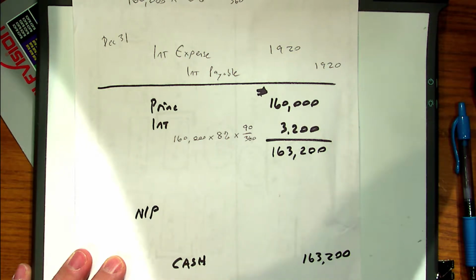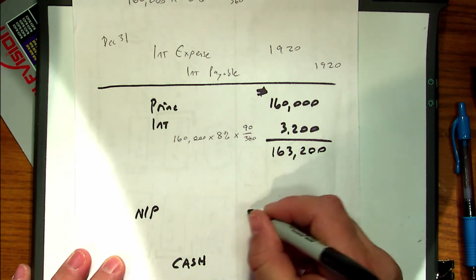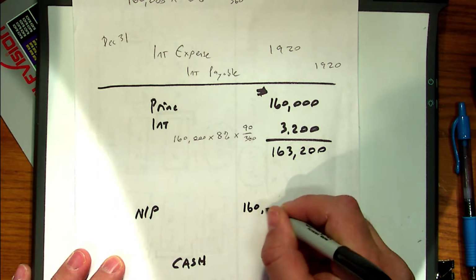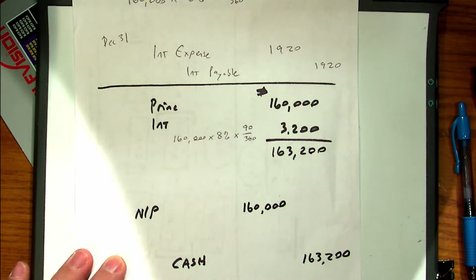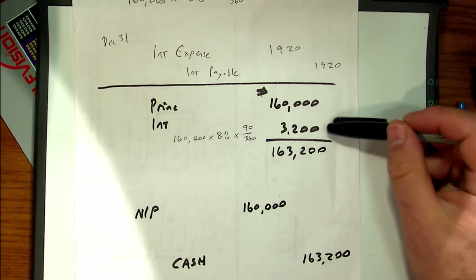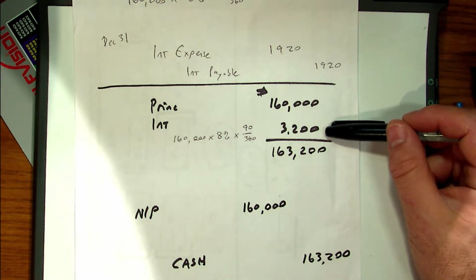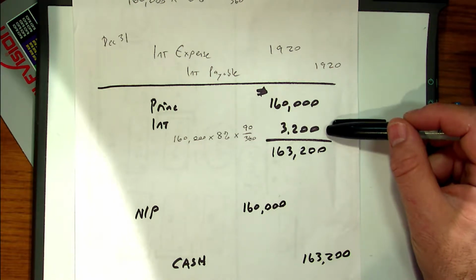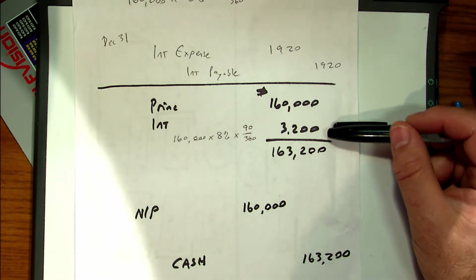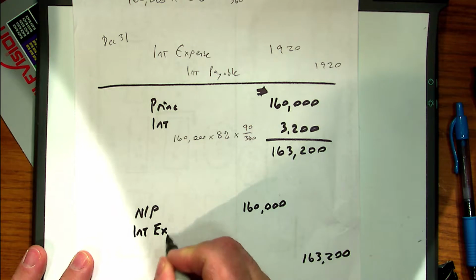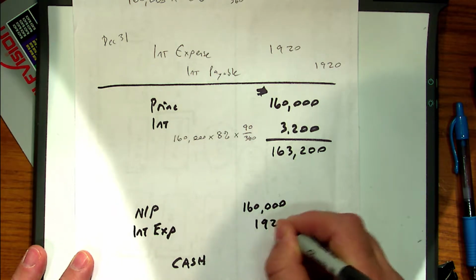The note payable was on our books at what amount? 160,000. Okay. Now my question is this. Of this total interest that we paid, how much of it still needs to be expensed but has not been expensed? How much? All of it? What's 3,200 minus 1,280? Yeah. Okay. So we're going to debit interest expense for 1,920.